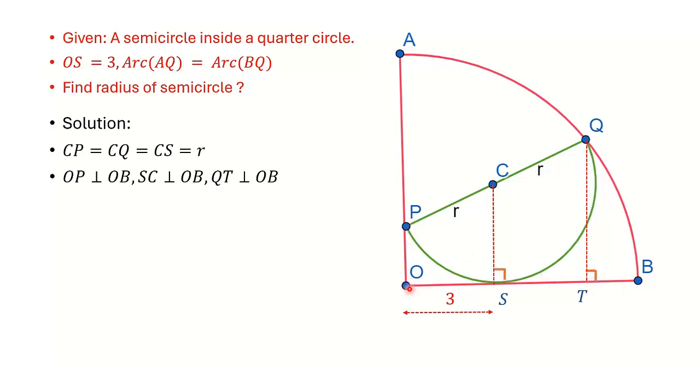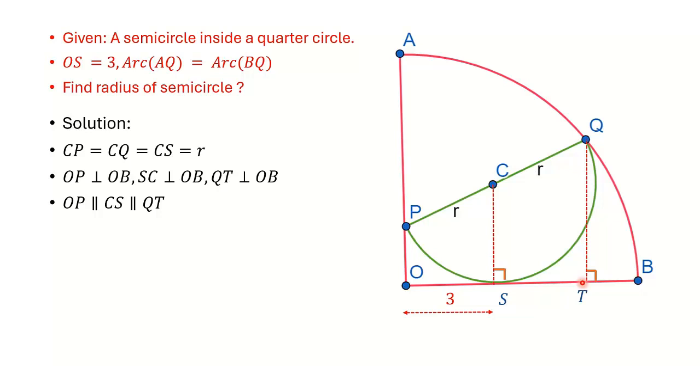This means PO is perpendicular to OB. OP is perpendicular to OB and SC is also perpendicular to OB, and QT is also perpendicular to OB. So these three lines are perpendicular to OB. This means these three lines are parallel. So now I can say OP is parallel to CS and this is parallel to QT. So these three lines are parallel.